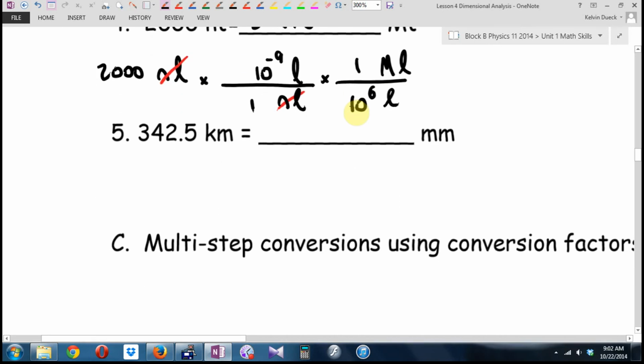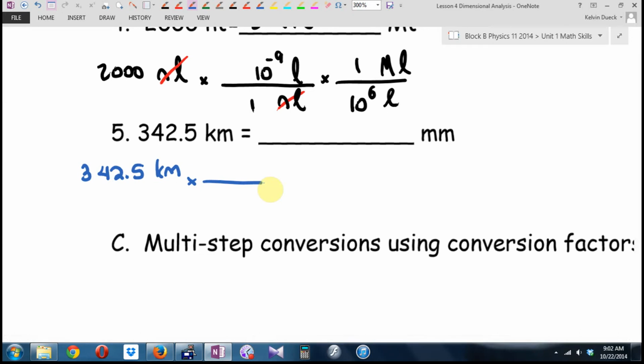Try 5 on your own. I'll do it up here. Let's see if we end up in the same place. Write down what they gave me, right? What's going to go on the bottom of my first conversion factor? Kilometers. And just plain old meters on top.